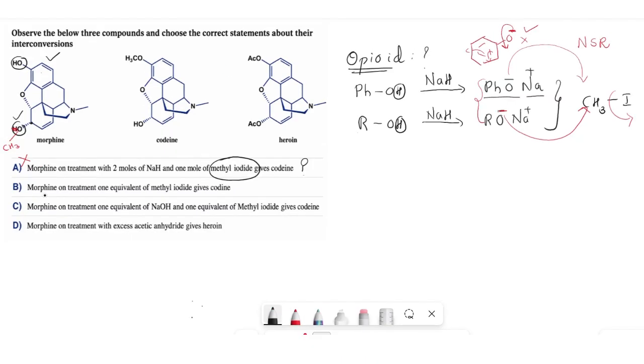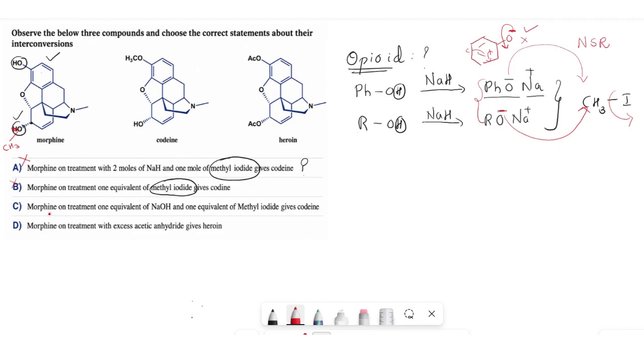Now option B says that morphine on treatment with one equivalent of methyl iodide gives codeine. Is this correct? Not really. Here it is very important to convert this hydroxyl group to a phenoxide. Similarly here also, it is very important to convert this to an alkoxide. Only then will they attack the methyl group and undergo a nucleophilic substitution reaction. Moreover, with only 1 mole of methyl iodide, we are not even able to decide where the methylation will happen. So this is also not correct.